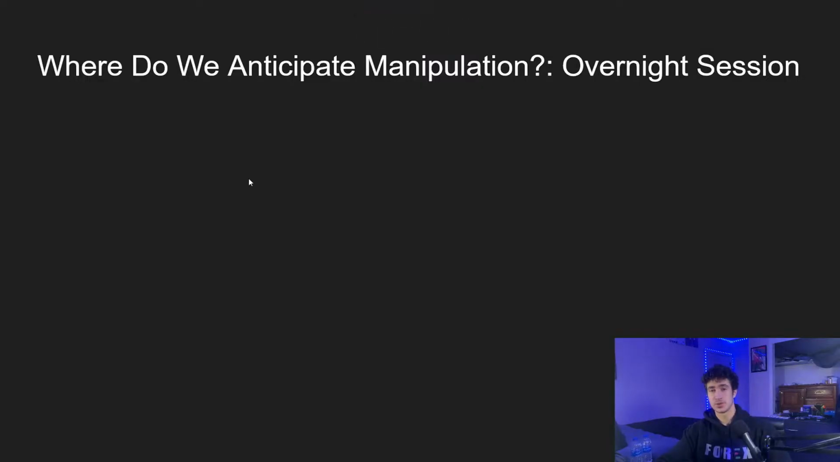Okay, so where do we anticipate manipulation for the overnight session? This is also coined as the London AM by ICT. He has many different names, but it's the time span between 2 a.m. and 5 a.m. This is in New York time or Eastern Standard Time or UTC-4. I suggest putting your TradingView times to that time because ICT will always mention these time frames.